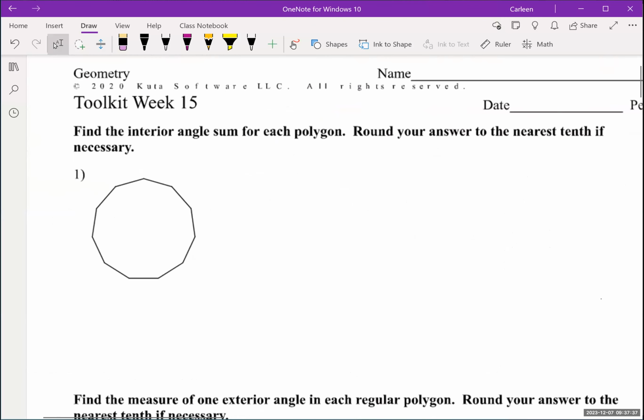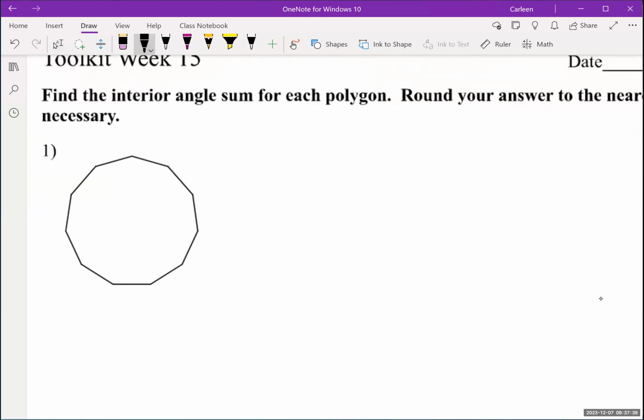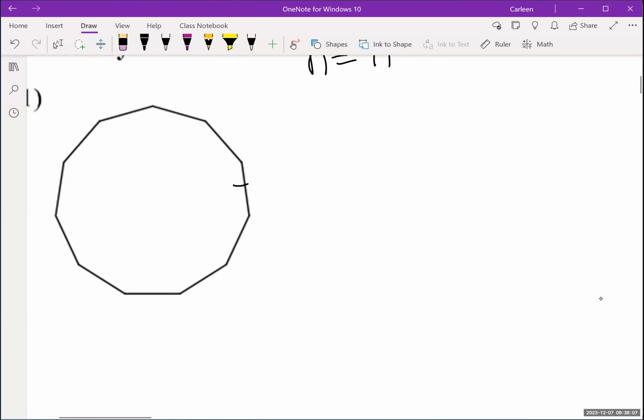Okay, so now we have 1, 2, 3, 4, 5, 6, 7, 8, 9, 10, 11. We have an 11 gone. Okay, so 11 sides. So the variable assigned to how many sides there are is n. So visually, this is what it looks like.